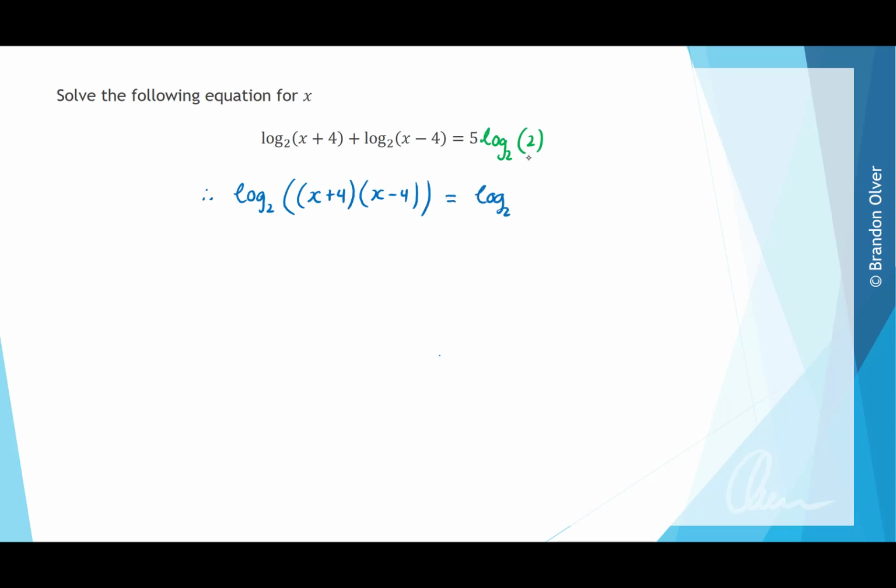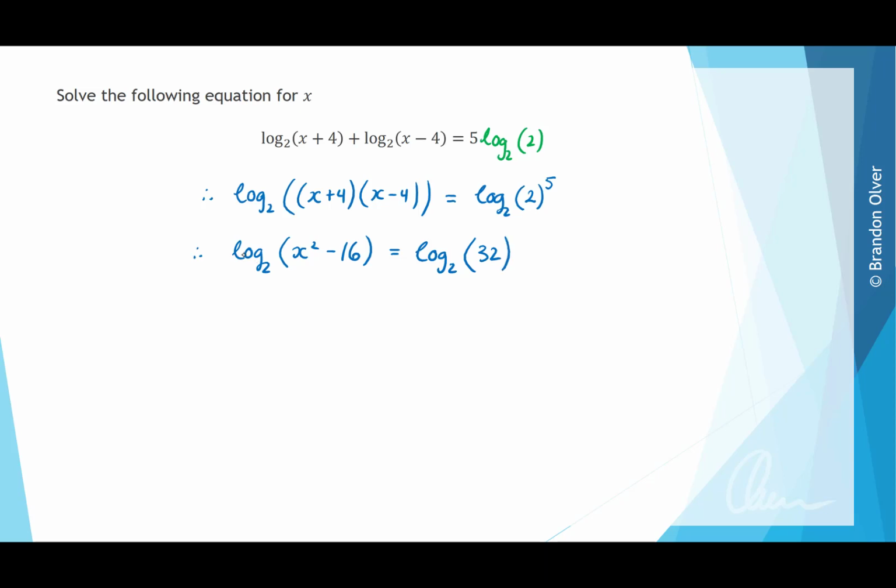And now the reason why we did this on the right hand side is instead of multiplying log 2 of 2 by 5, we can instead move the 5 up, so it's 2 to the power of 5 instead. So this is going to be log 2 of 2 to the power of 5. Simplifying this gives log 2, and x plus 4 times x minus 4 is a difference of perfect squares, which gives x squared minus 16. And that's going to equal log 2, and 2 to the power of 5 is 2, 4, 8, 16, 32.